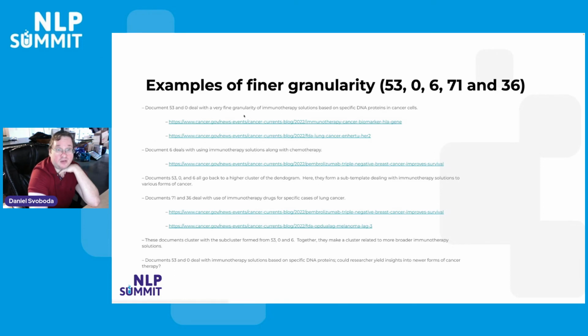So again, with documents 53 and 0, with the specific DNA proteins, a potential doctor could investigate those articles, or after putting in thousands of articles and seeing which documents came to these very fine subclusters, it can expedite their research. They'd have a list of articles waiting for them. It would also be potentially novel that they might be able to find new insights by being able to see something that they might have missed before.